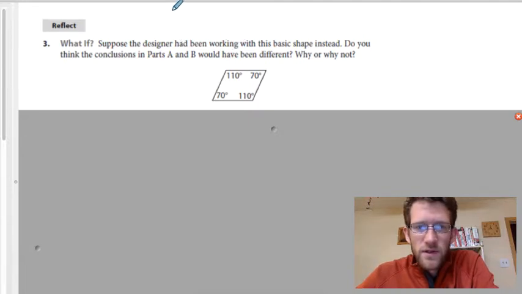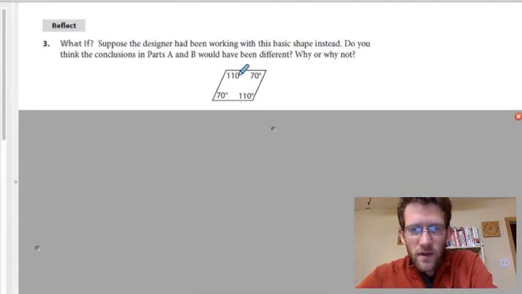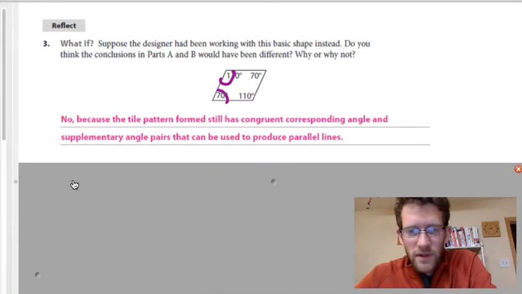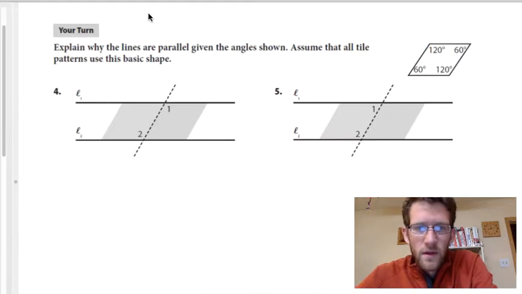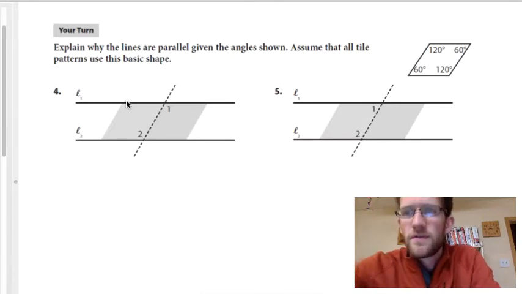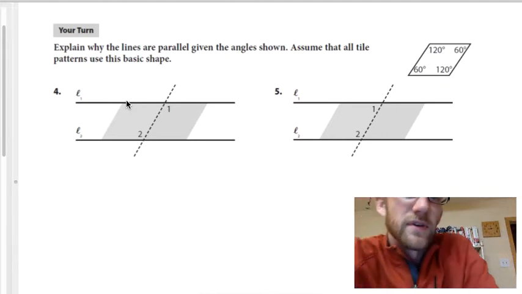Do you think the conclusions in part A and part B would be different? Why or why not? Well, again, we have a parallelogram. Again, this angle is supplementary to that angle. Therefore, it shouldn't matter at all. Let's go ahead and try this one. So four and five, see if you can do those ones. I'll pause here and see if you can figure those out.